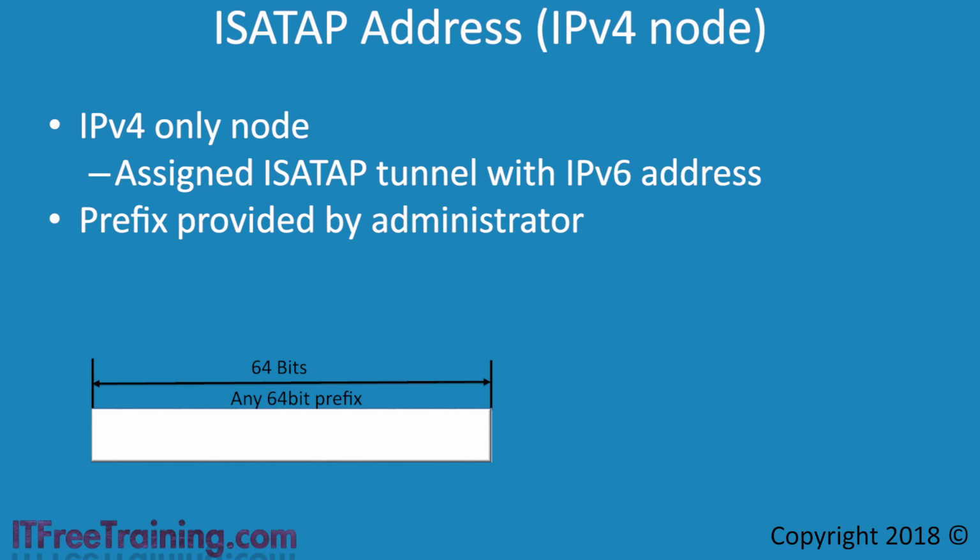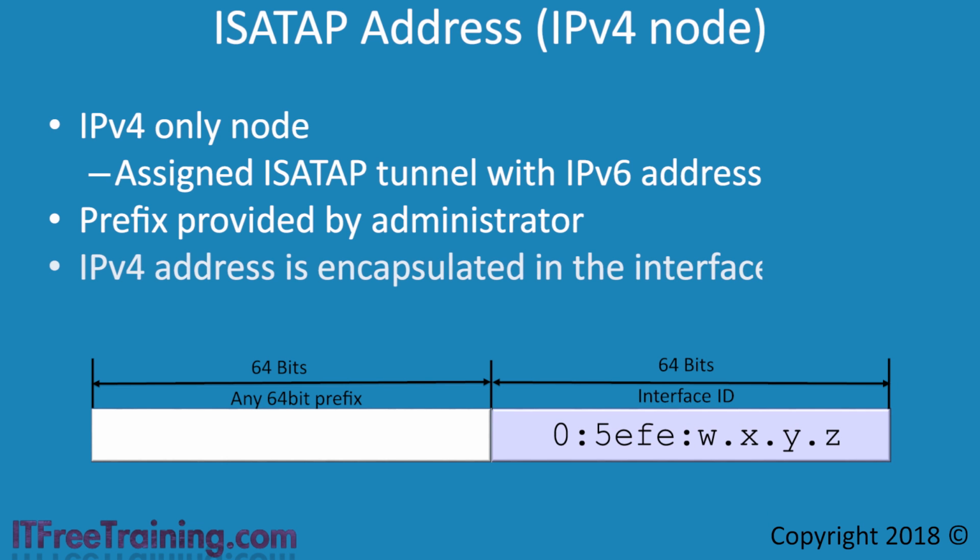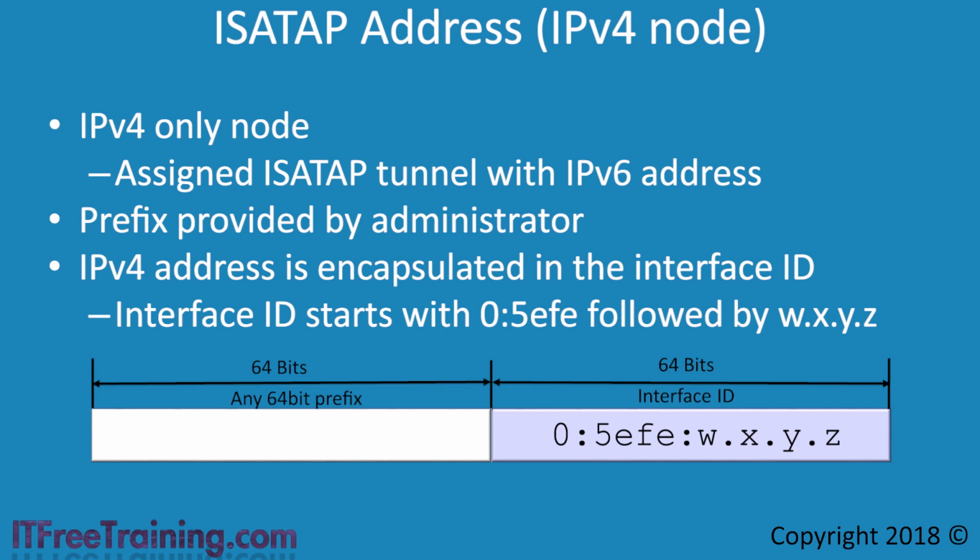The second part of the address is the interface ID. The interface ID has the IP4 address encapsulated in it. The interface ID always starts with the same hexadecimal sequence, followed by the IP4 address. When looking at the address, sometimes the IP4 part of the address will be shown as an IP4 address, and other times the address will be shown in hexadecimal. To understand the ISATAP transition technology, I will look at a different example.